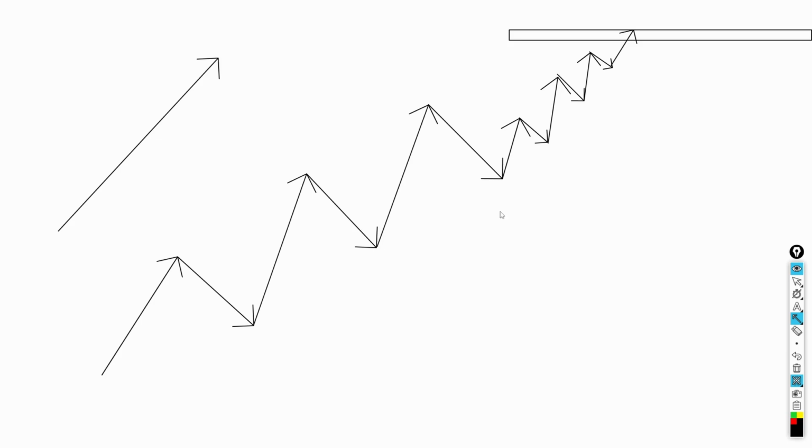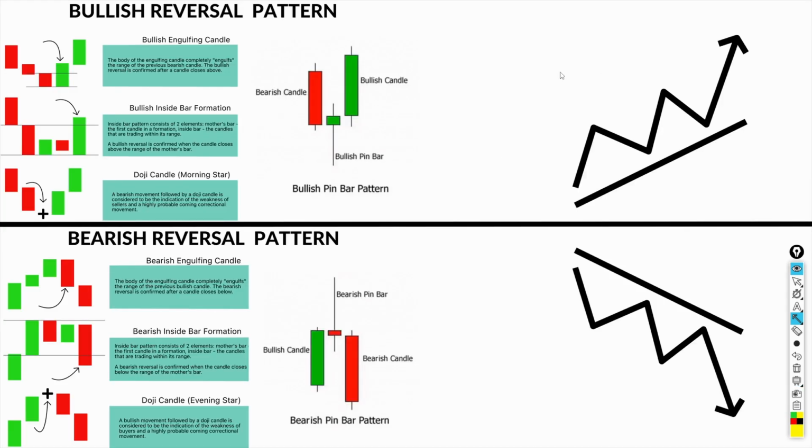Now the only thing you have to understand is what the reversal candlestick patterns are that you can use. So let me show you the reversal candlestick patterns now. If you are trading in an uptrend, you have to use bullish reversal patterns if you want to take your trade at the support level for the reversal in the direction of the trend. So the reversal patterns are like this. First of all, a bullish engulfing pattern you can see here. This is what you are looking for. And the second is bullish inside bar formation.